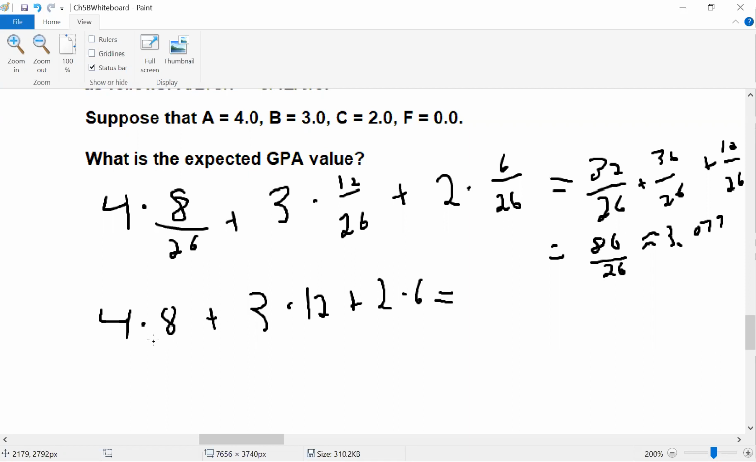So in this case, 4 times 8 is 32. 3 times 6 is 36. 2 times 6 is 12. That's 80. So think of this way. These 26 students earned 80 GPA points between them. Divide that by the number of students and we're done. So pick whichever way you want. I'm fine with either.